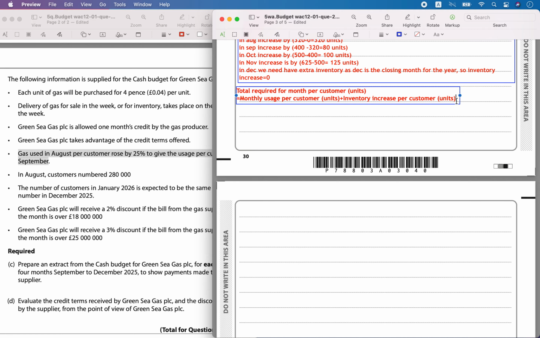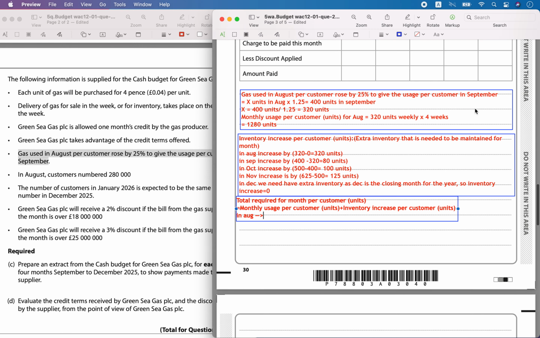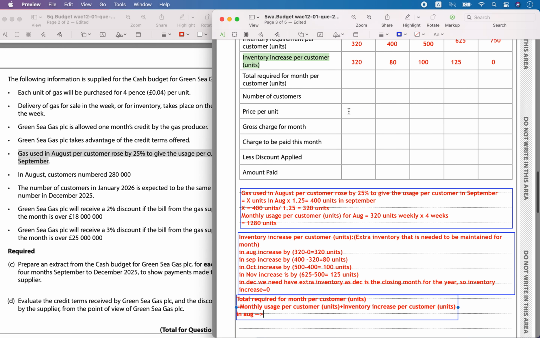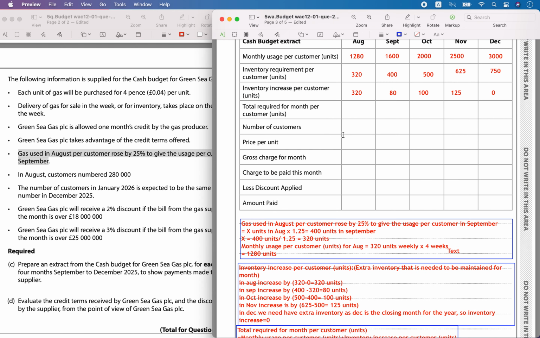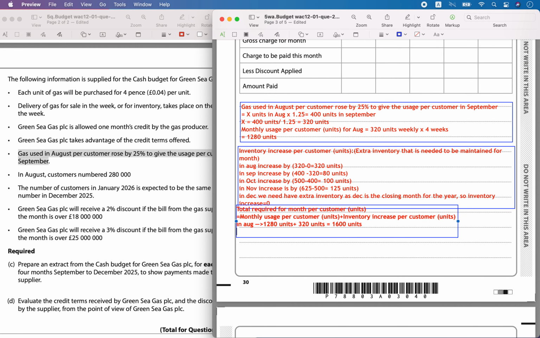For the month of August also you have to calculate. So for the month of August, they would have had zero. So the monthly usage is 1280 units plus the increase unit purchased would have been 320 units, that is equal to 1600 units, because they will have 1 week supply. So that is equal to 1600 units that needs to be purchased. Okay, that needs to be purchased in the month of August.